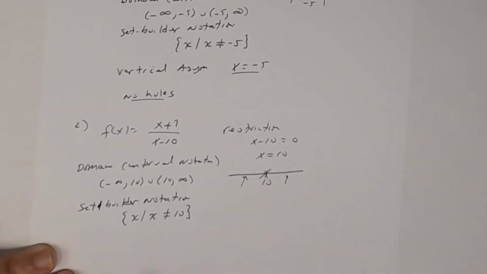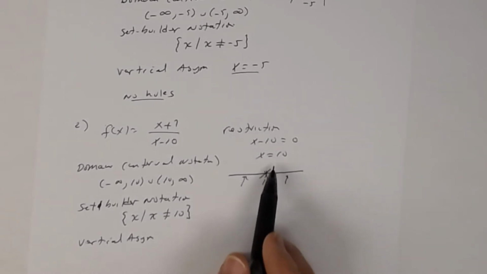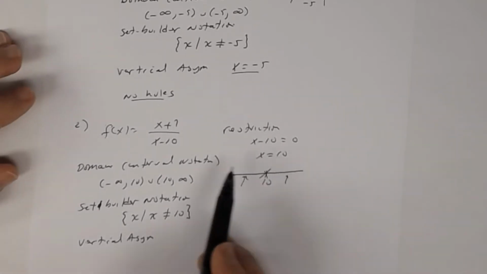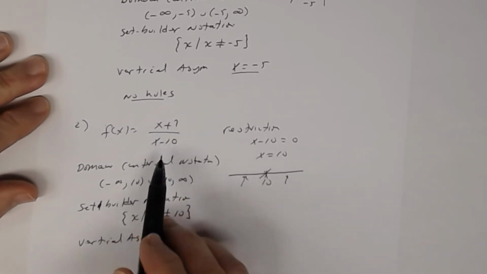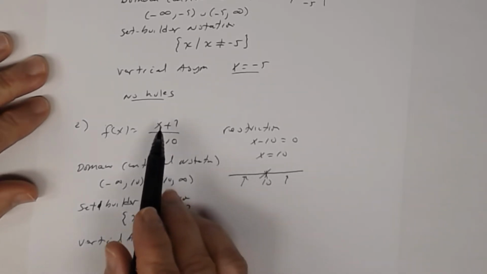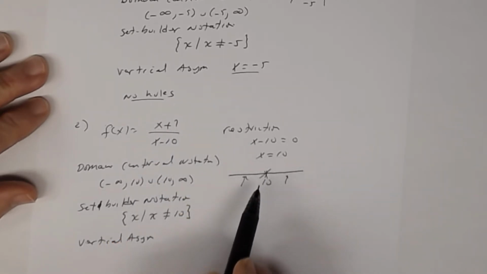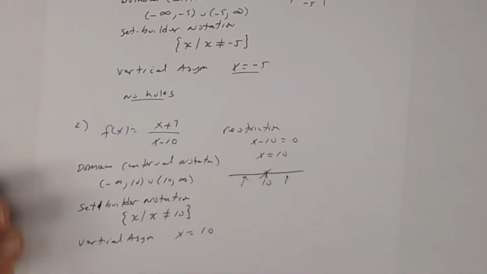All right. Now, the next question was the vertical asymptotes. To determine that, you're going to look at the restriction, but remember, sometimes that restriction can be a hole instead of a vertical asymptote. So to determine that, you look at your original problem and see if any factors can be reduced. In this case, there are none, because this is x plus 7, this is x minus 10. So that means that this restriction is your vertical asymptote. So you're going to say x equals 10, and there are no holes.